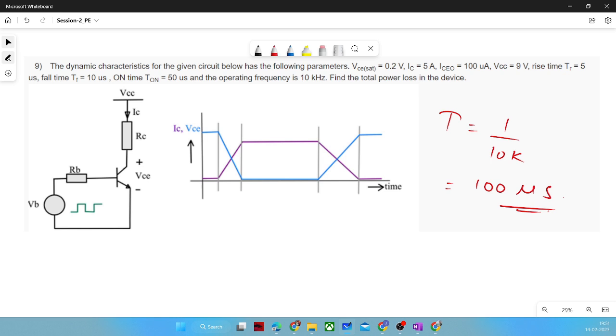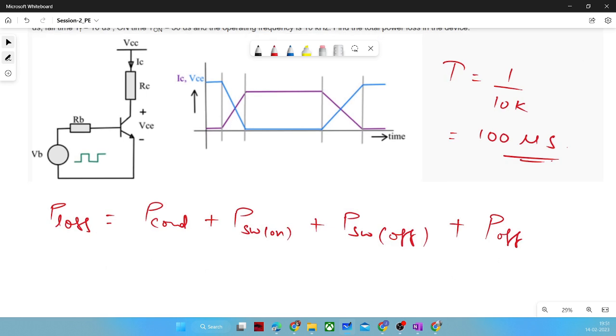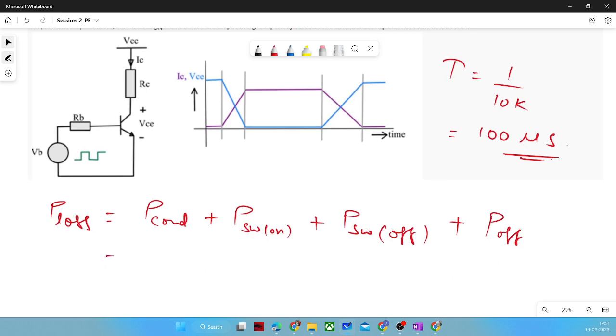So I will move step by step. Conduction, switching on. Okay, I will apply that shortcut that I told in the beginning of the session. So if you want to see that, be there, please.